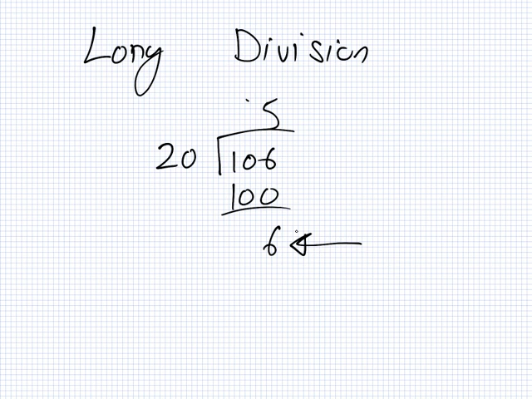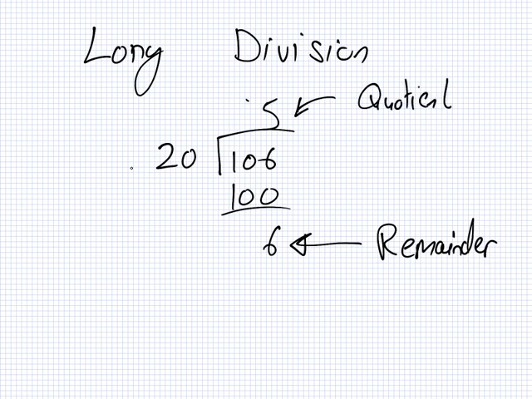So for example, what's this number at the end called? Remainder, yeah. And this number up the top has a name too. What is it, Jeff? Very good. And finally, this number here has a name as well.